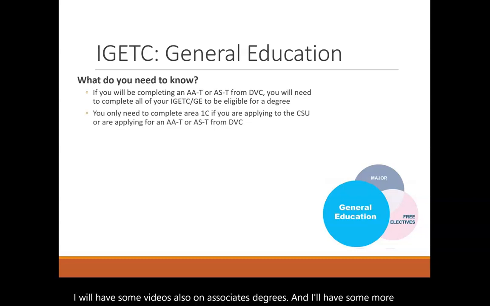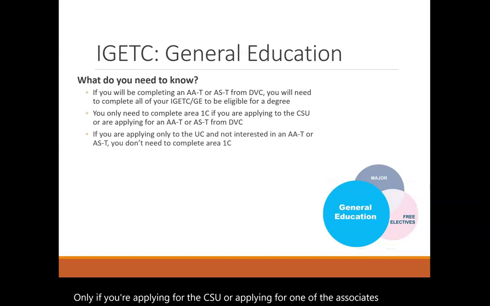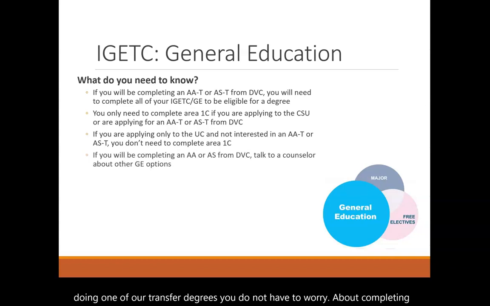You only need to complete Area 1C. That's typically the public speaking class, small group discussion, only if you're applying for the CSU or applying for one of the associate's degrees for transfer. If you're only applying for the UC and not interested in doing one of our transfer degrees, you do not have to worry about completing that public speaking or small group discussion class. If you will be completing one of our DVC degrees, our associate's degrees that are not for transfer, talk to one of the counselors about some of the other GE options that are available to you.